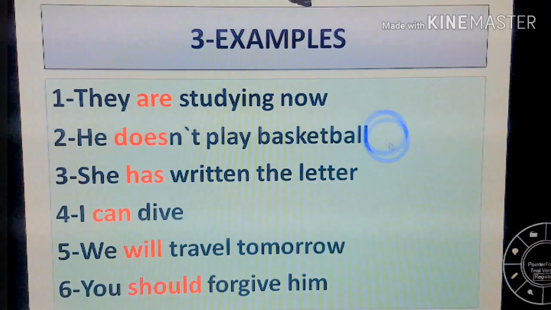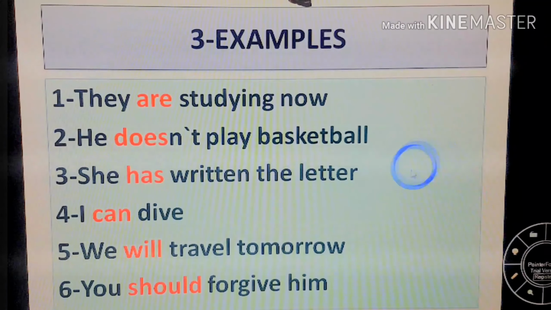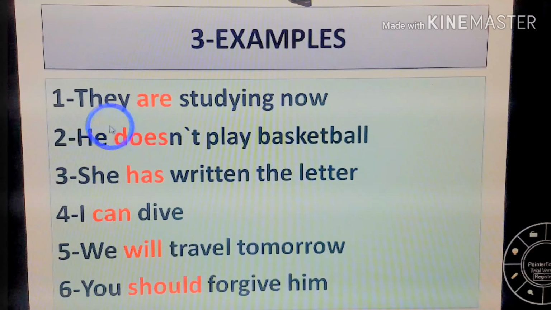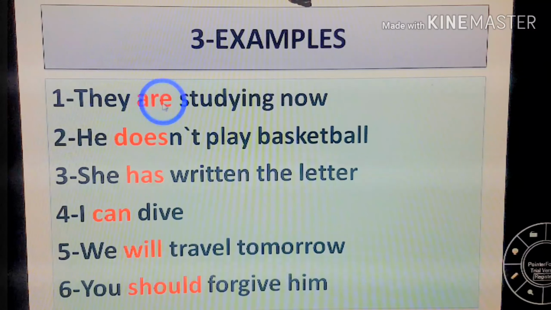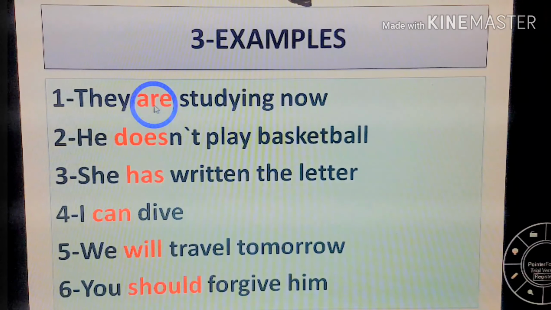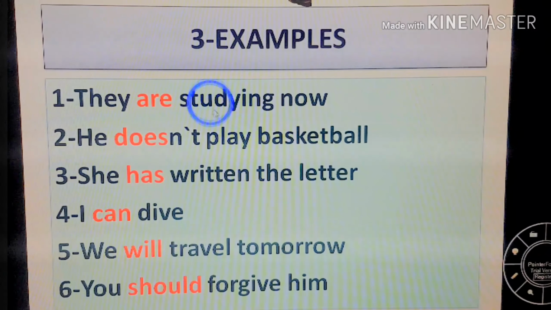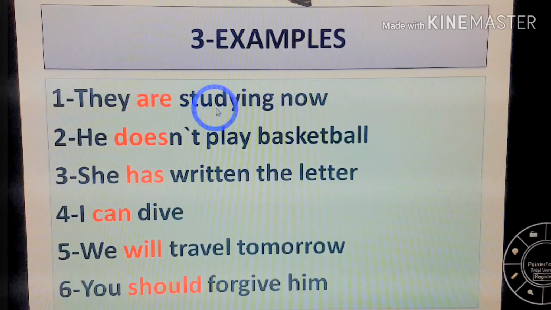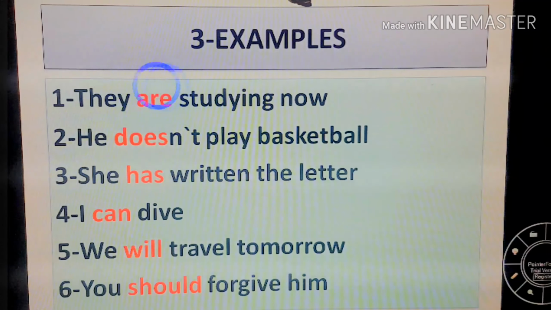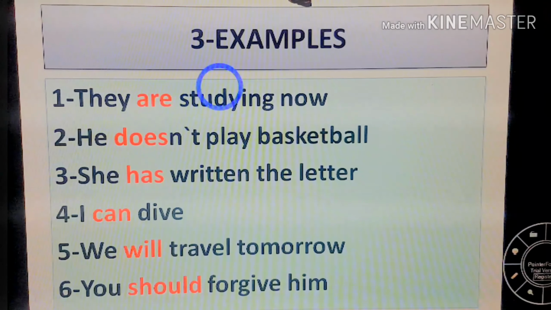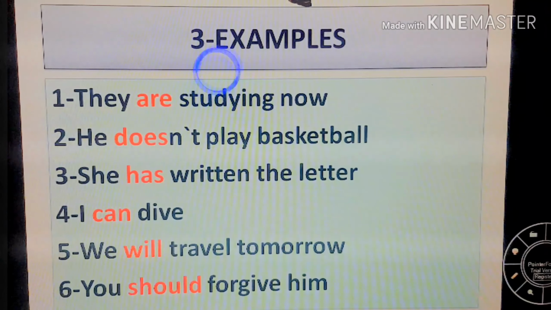Let's take an example. Look at these examples if I want to use the auxiliary verbs. For example, number one, they are studying now. Look, are here, this is a helping verb or auxiliary verb. Study here is considered the main verb, the basic verb. Let's move back: when I say the helping verbs or the auxiliary verbs help the main verbs to describe the action. When I told you the definition of helping verbs here, they help the main verb describe the event.